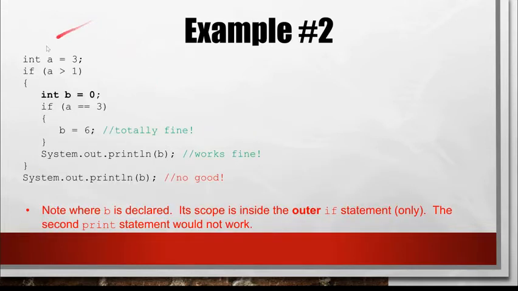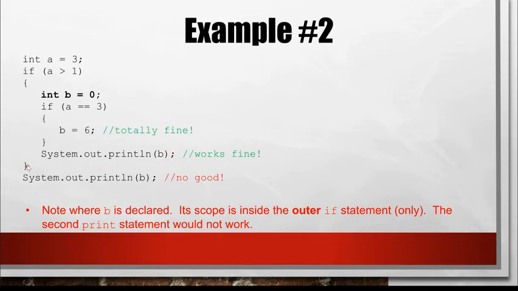In this next example, we have the same if statement and b is declared inside, but we have a nested if. Inside the nested if, we have access to b. B is still in scope because remember, the nested if statement is still inside of this outer if block where b is declared. We can use it here and we can print it.